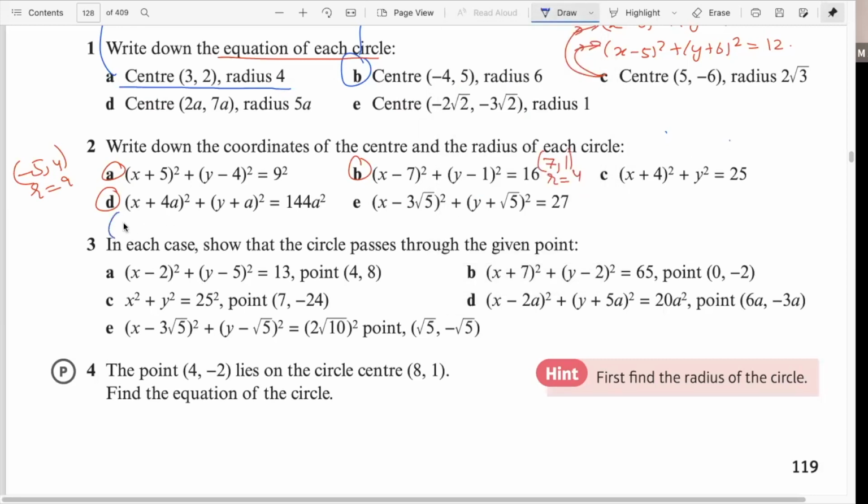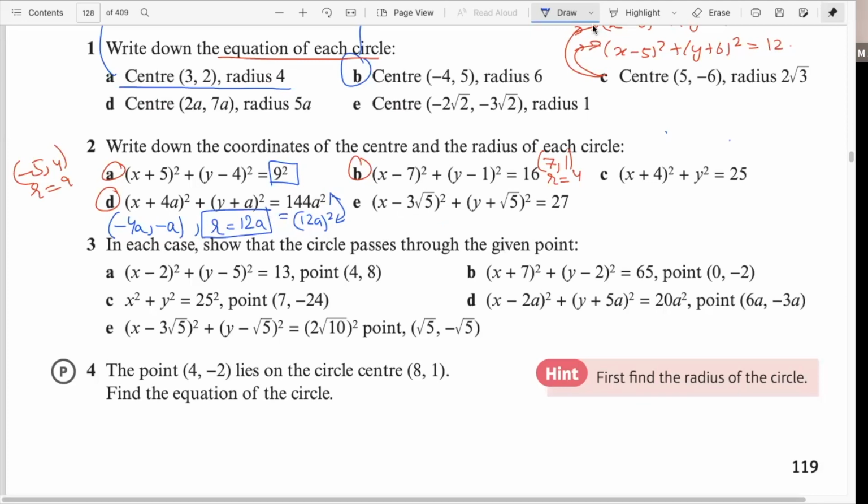The x coordinate is minus negative 4, so 4. The y coordinate is minus a, and the radius is the square root of 144a squared, that is 12a. Compare this with the E part, that is 9 squared. If I write this as (12a) whole squared, are these two equal? Yes, so the square must be on the whole thing, 12a.